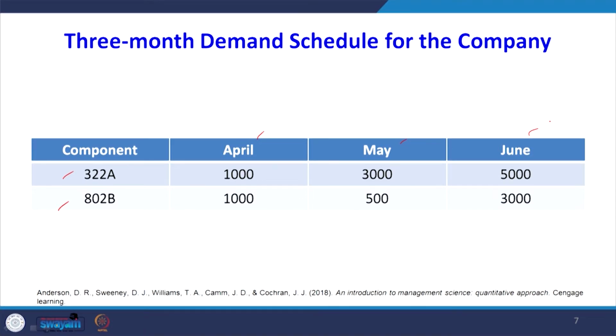For example, here I am using X11 for product 1, month 1. The first subscript represents the product type, the second represents the month. Here it is X12, product 1, month 2. If I write X13, that is product 1, month 3. Similarly, for product 2, X21, X22, X23. So, we have to suggest for each month, for each product, how many units have to be produced. That is the objective of this production scheduling problem.